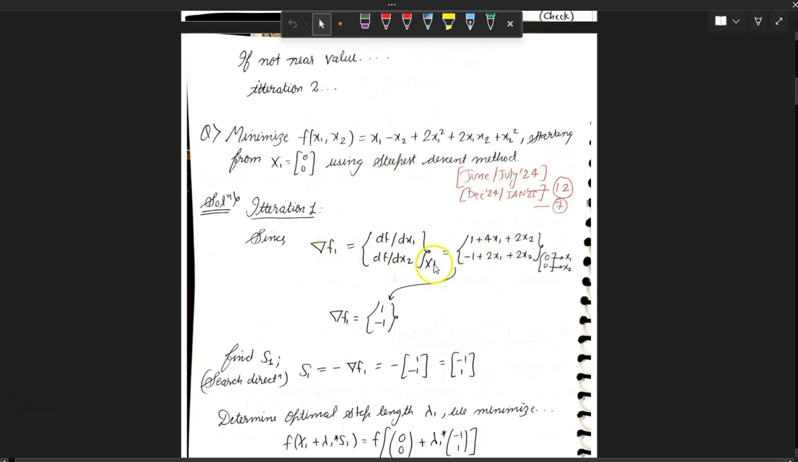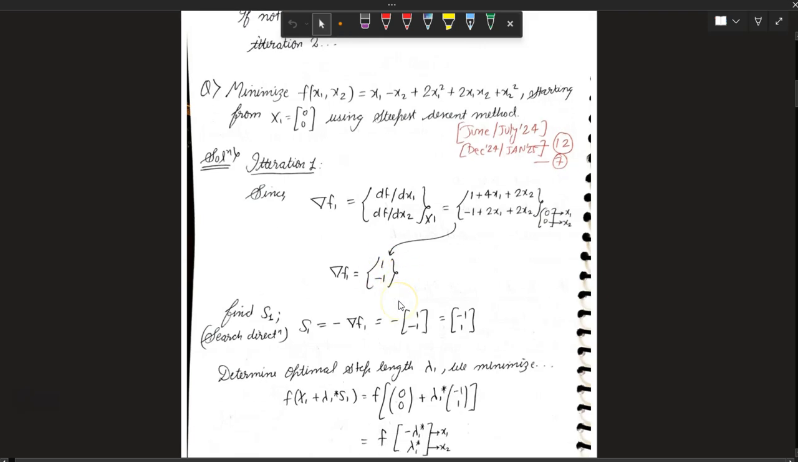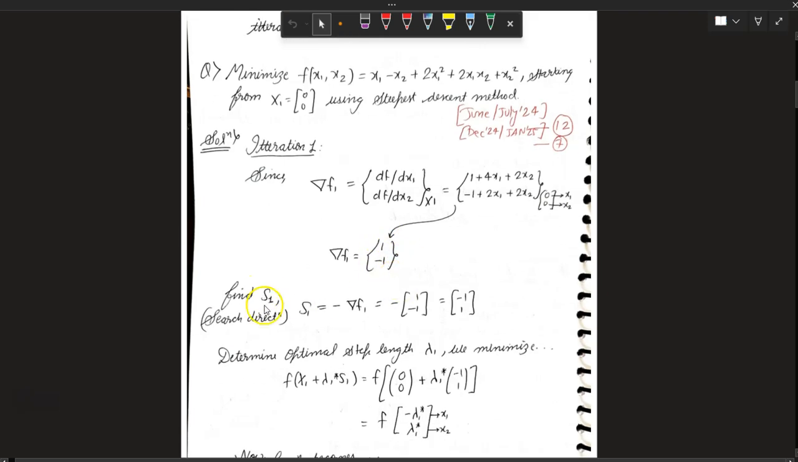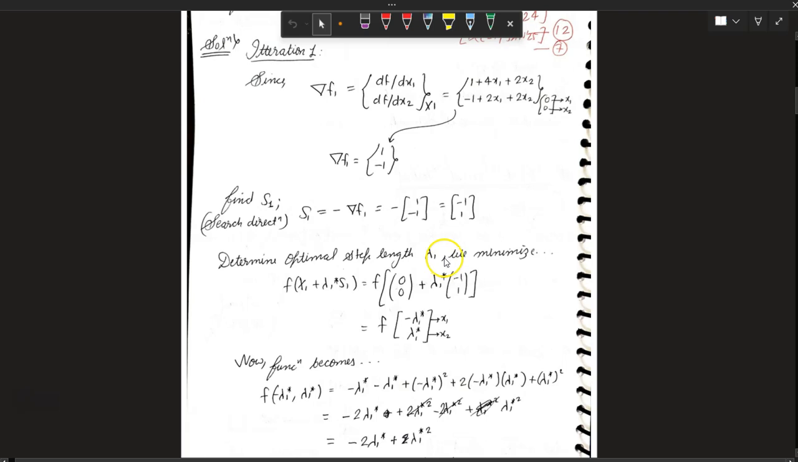So you have to take the X1 here. And what's the value of X1? X1 is (0, 0). So small x1 is 0 and small x2 is 0. Okay, so put these respective values in this equation. You will get del f1 equal to what? 1 and minus 1. Okay, so then find s1. s1 is equal to minus of the gradient. If you do minus, then you will get minus 1 and 1. Okay, so after that you have to determine optimal step length lambda 1.